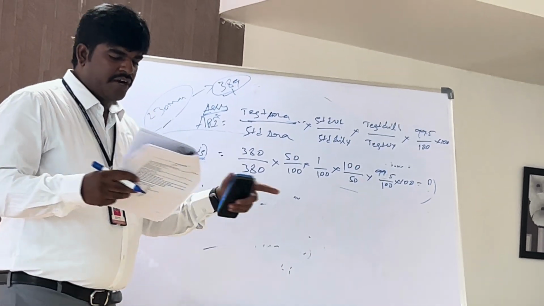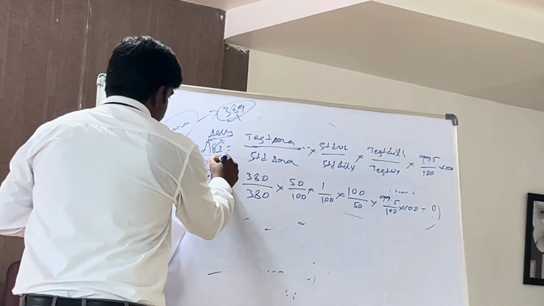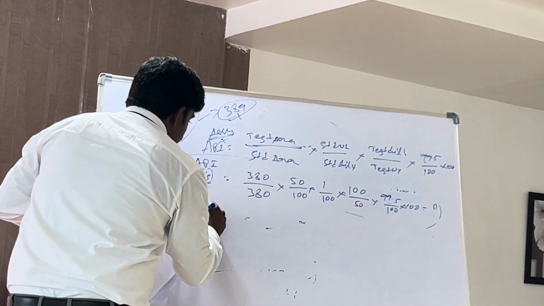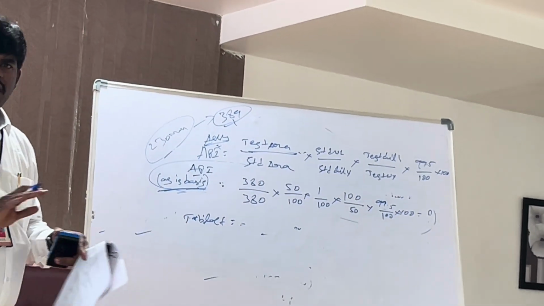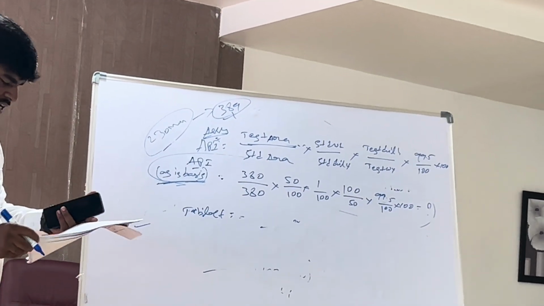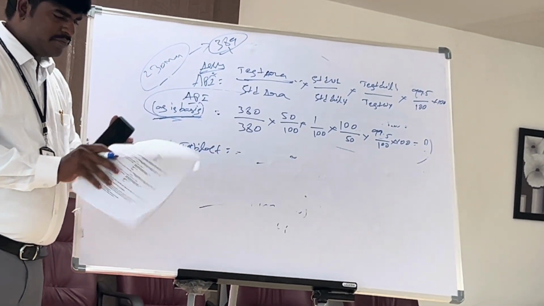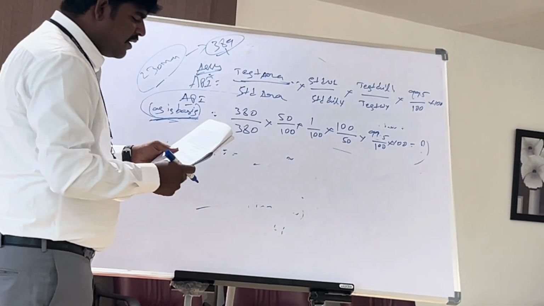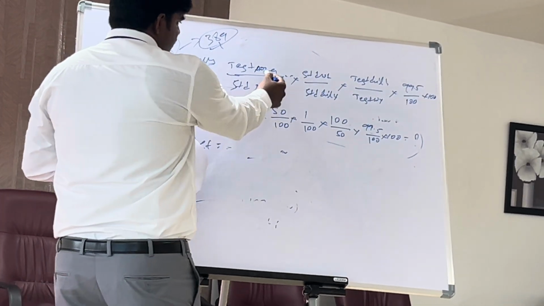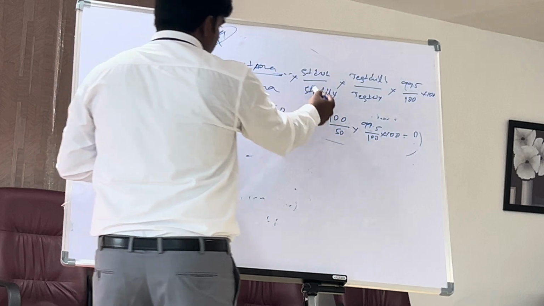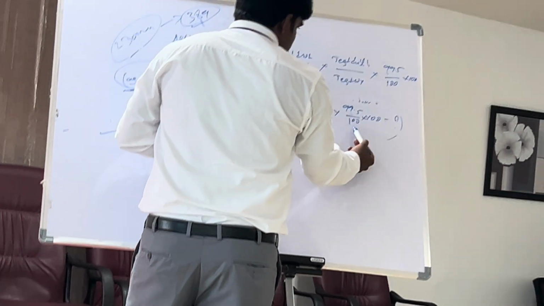The same way, for API this is the formula for as-is basis. The same way you need to calculate the tablet. Similar way, there is not much difference. Even if it is a tablet, the SA formula remains the same. Simply you need to add the average weight here. So everything is the same. Test area divided by standard area, standard weight divided by standard dilution, test dilution divided by test weight.